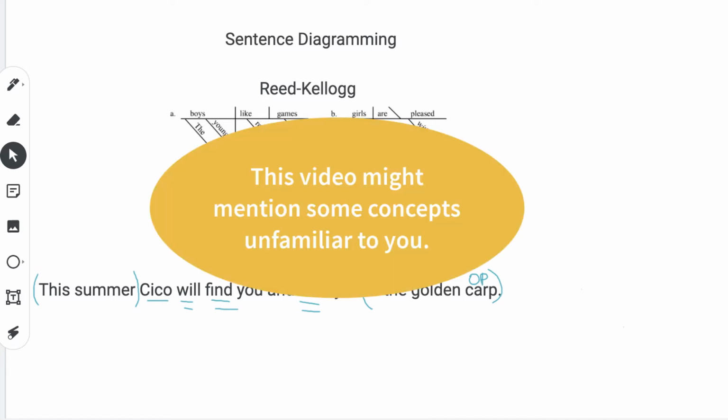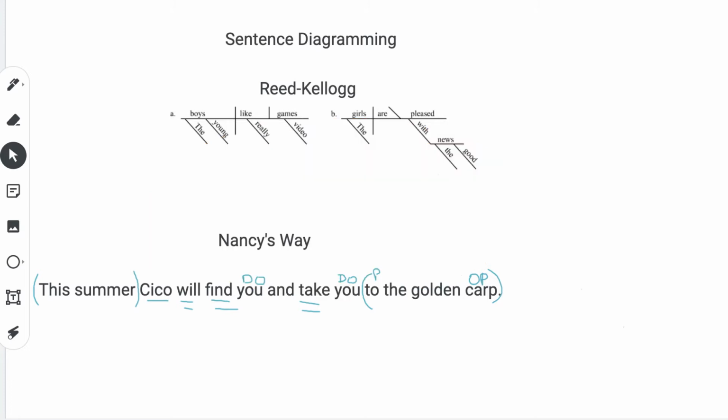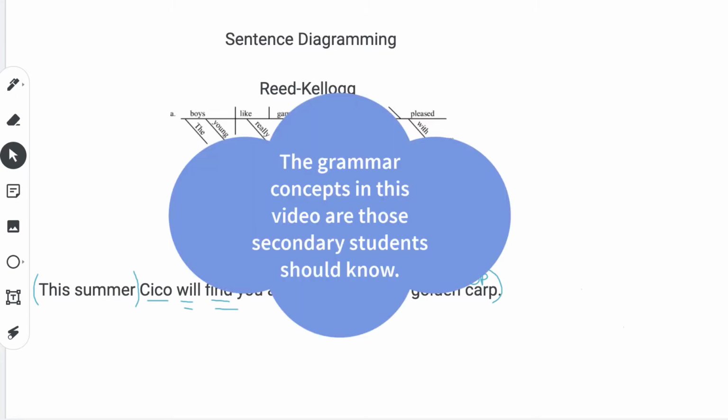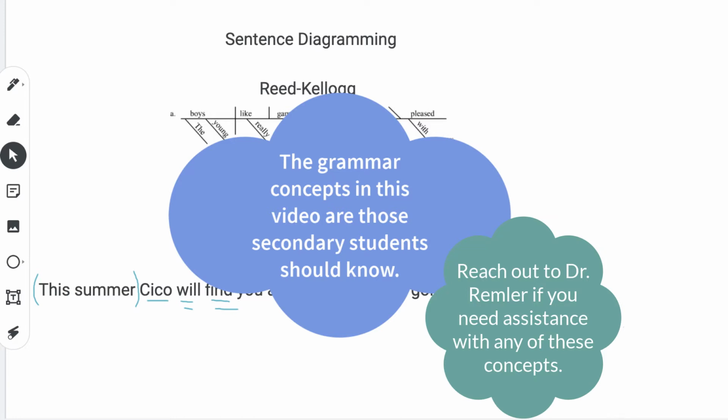As I progress through these steps, I might mention some grammatical concepts that either you've forgotten or never learned. Don't worry about that for now. I'm just showing you how I diagram. But do take note that the grammar concepts in this video are those that students should know in secondary school. So if you need to refresh your knowledge of some of these concepts, make note of them and let me know if you need my help with them.